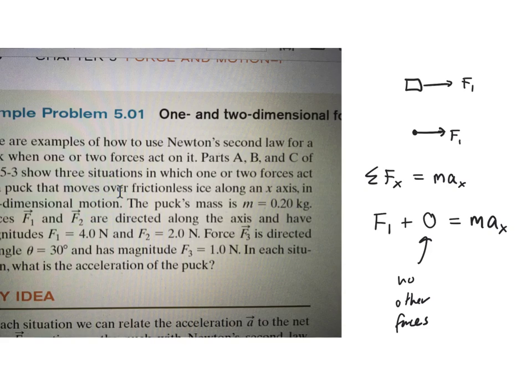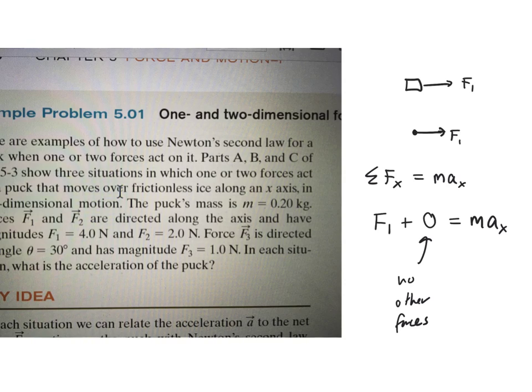So the mass was given as 0.2 kilograms. The unbalanced force that's applied is 4 newtons. 4 newtons divided by 0.2 kilograms will give me 20 meters per second squared. So the net force is on the left. So the net force is always what replaces F net, which in this case, yes, is right here, this entire thing right here.